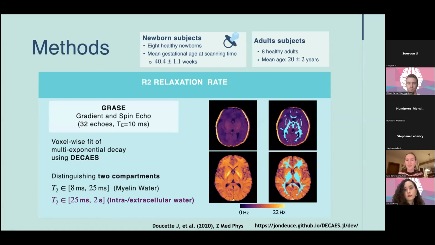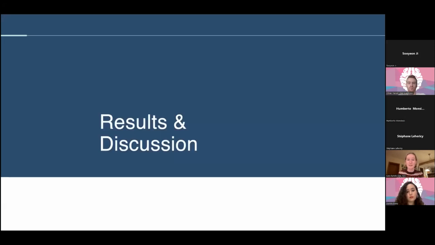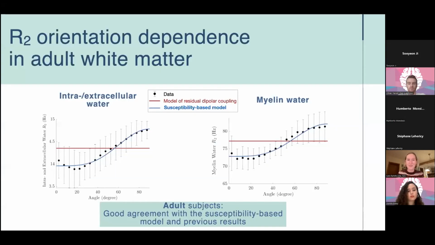I think there will be more talks on myelin water on Friday. For this study, we're going to mostly look at the intracellular water fraction, mostly because the newborns hardly have any myelin, so there's not really much meaningful analysis to be done there. On the right-hand side, you can see the R2 maps of the intracellular water, both in newborns as well as in adults. So now the exciting part: what did we see and what do we think that means?